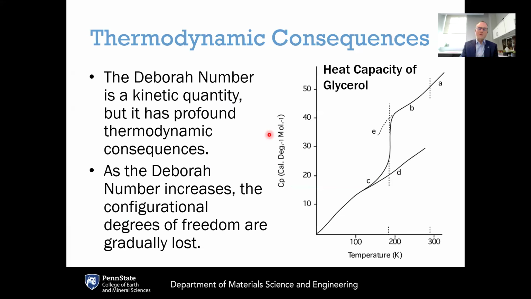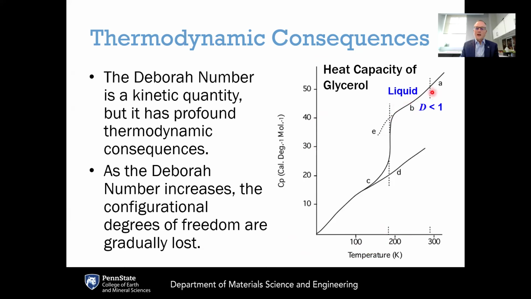It's based on the relative timescale between how much time it takes for a process to occur versus the amount of time that you have to observe the system. Now, even though it is a kinetic quantity, it has profound consequences on the thermodynamics of the system. For example, the graph here on the right shows the heat capacity curve of glycerol, which is a simple organic glass former. You'll see the heat capacity on the y-axis versus temperature on the x-axis. And if we start here at high temperatures, this is the liquid state. The liquid is flowing fast compared to our time scale of observation, so this indicates a Deborah number less than 1.